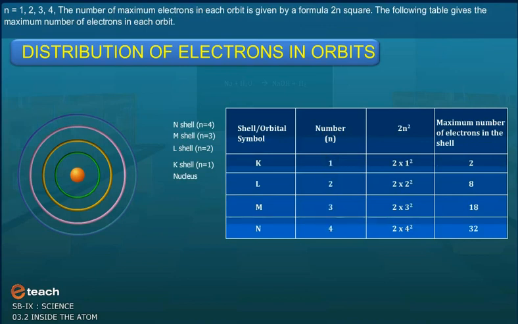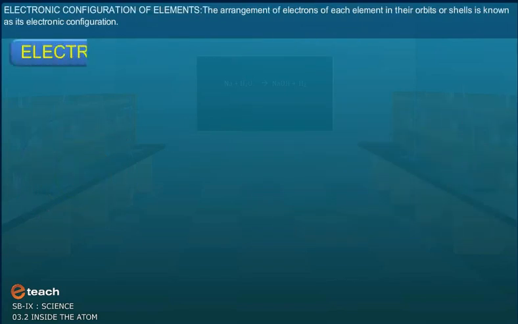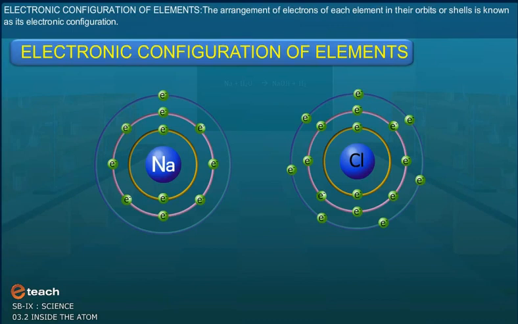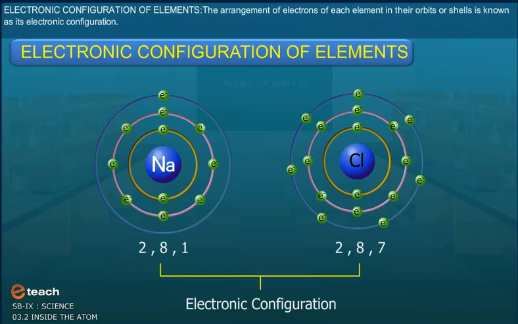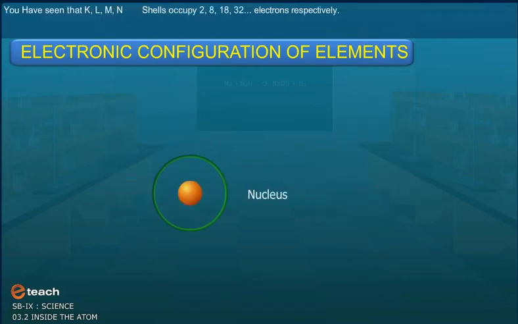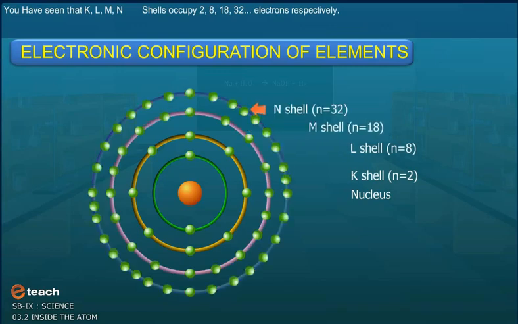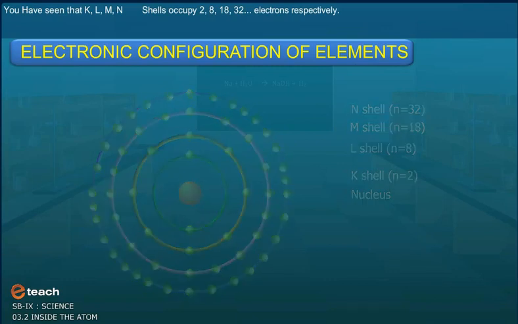The maximum number of electrons in each orbit is given by a formula, 2n squared. The following table gives the maximum number of electrons in each orbit. Electronic configuration of elements: the arrangement of electrons of each element in their orbits or shells is known as its electronic configuration. You have seen that K, L, M, N shells occupy 2, 8, 18, 32 electrons respectively.